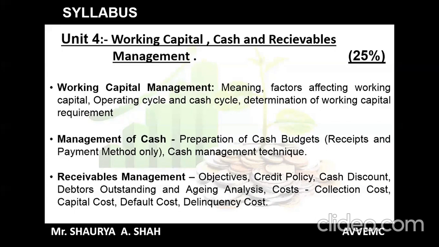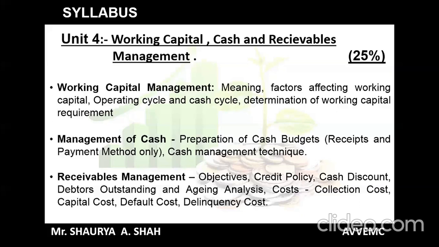If you are paying certain money to people, the money which you are going to receive from the debtors, you are selling right now, but you are going to receive money after 10 days, 15 days, 20 days, or say 30 days. That particularly relates to receivables management here. What are the objectives of it? What is the credit policy, cash discount, debtors outstanding, and aging analysis, collection cost, capital cost, that is default cost, and delinquency. So all those various types of costs you need to study in this particular chapter.